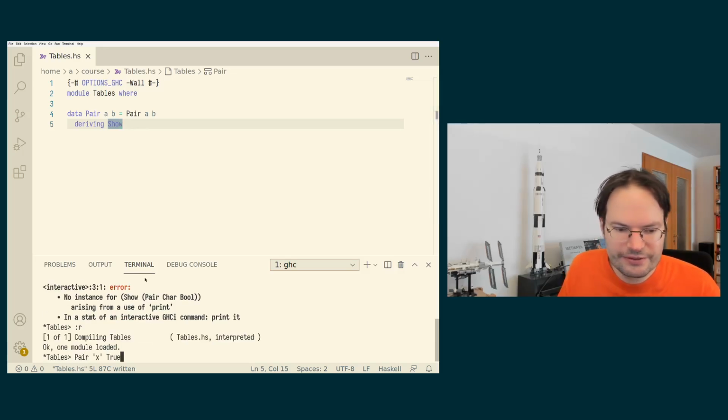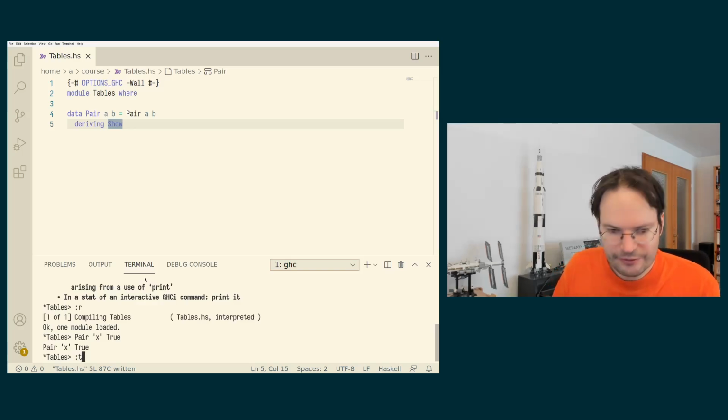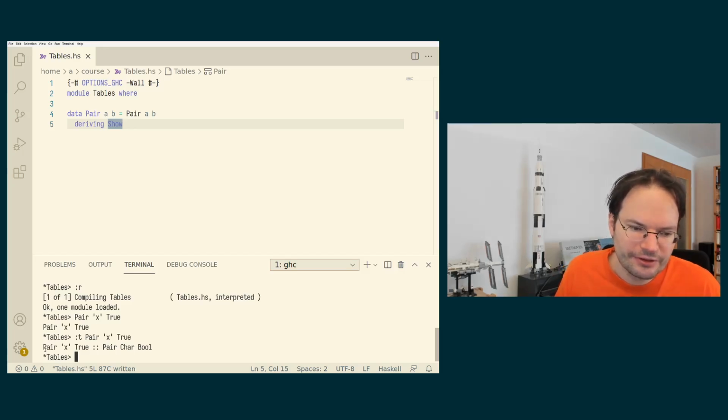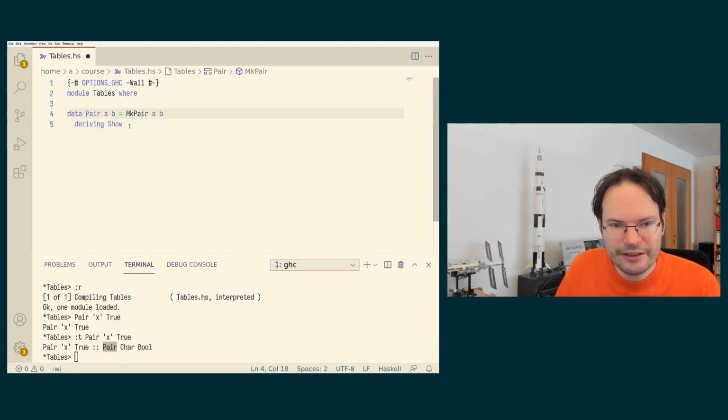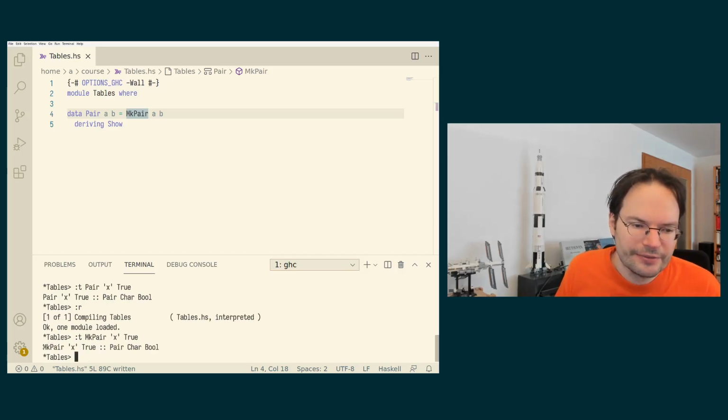So I can then get the pair printed back, and of course I could also just have asked for the type of it, and that would print this back. And again, you see the two occurrences of pair here. Pair on the left-hand side of the colon is the constructor pair. Pair on the right-hand side of the colon is the type pair. If I had used make pair here, as I originally suggested, that would become more obvious. Then I would have to write make pair here, and then I would see that make pair is the constructor and pair is the type.